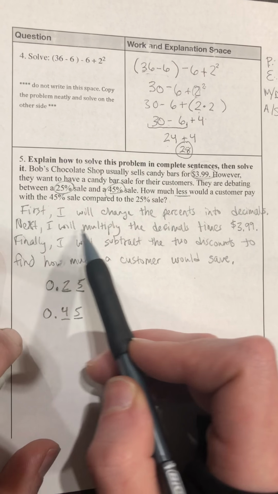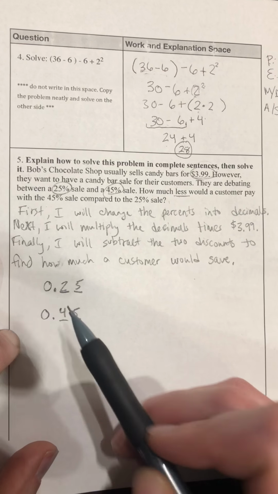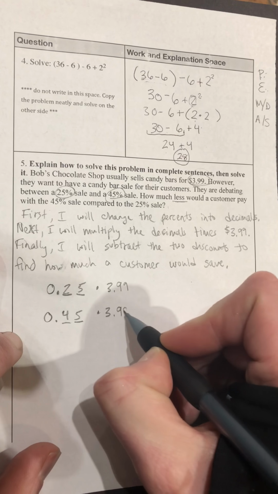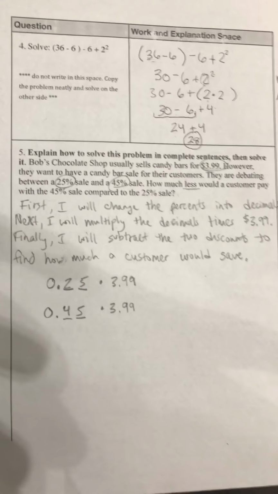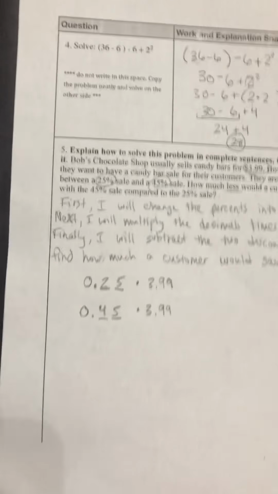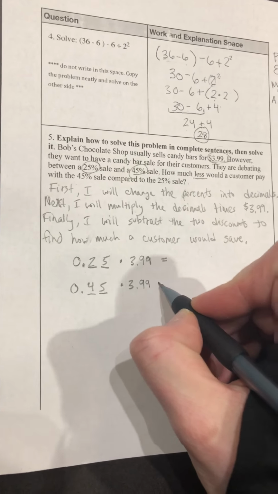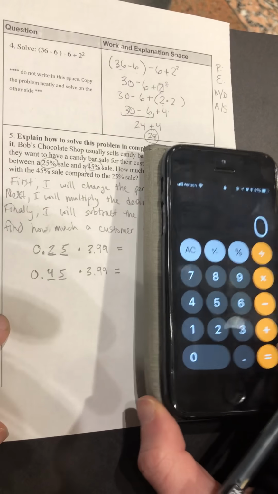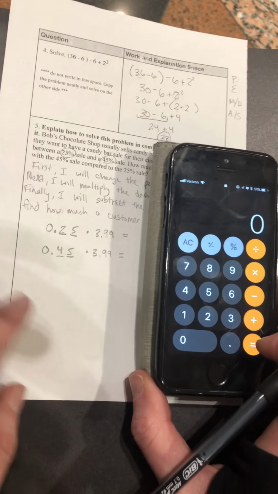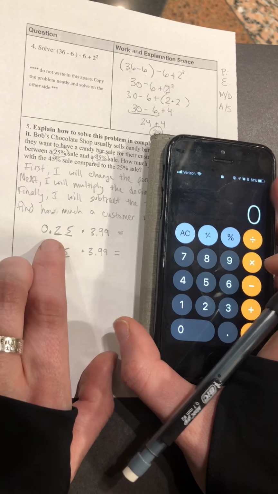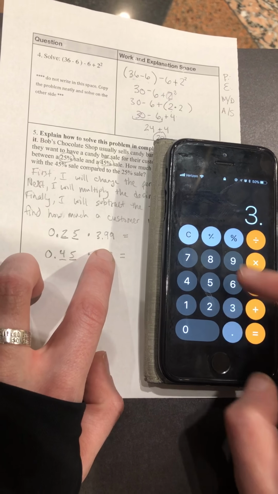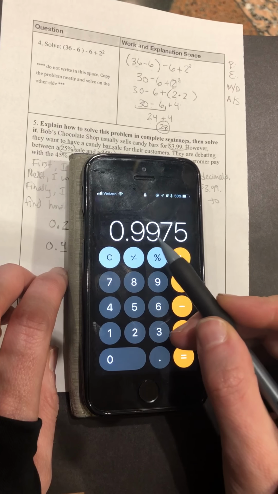Our second step, we said we would multiply the decimals times $3.99. So each of these needs to be multiplied by $3.99. I'm gonna get out my calculator really quickly here so that we can actually multiply those. And this is gonna involve some interesting rounding, so I want you to watch carefully what I'm gonna do. Unlike you guys who all have your scientific calculator out, I'm using a cell phone calculator. You are not going to do this. Okay, so I'm gonna type in 0.25 times $3.99, and I get 0.9975.